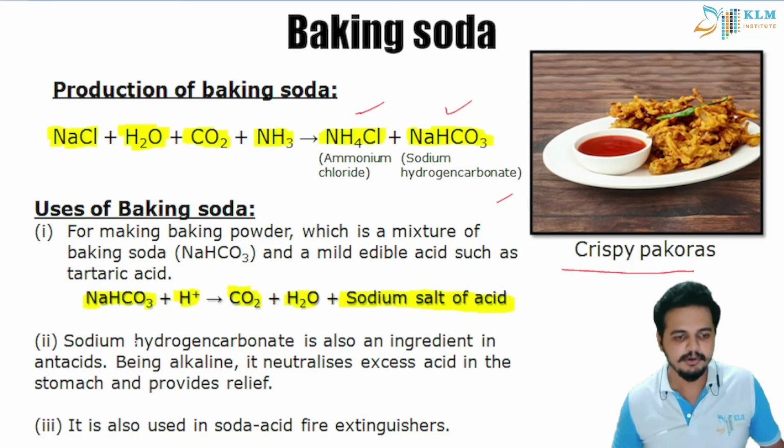Another important use of baking soda: sodium hydrogen carbonate is also an ingredient in antacids. Being alkaline, it neutralizes excess acid in the stomach and provides relief. We studied how our stomach produces HCl of pH 1.2. So we need to neutralize it when it is in excess sometimes, so we use baking soda. Also, it is used in soda acid fire extinguishers.